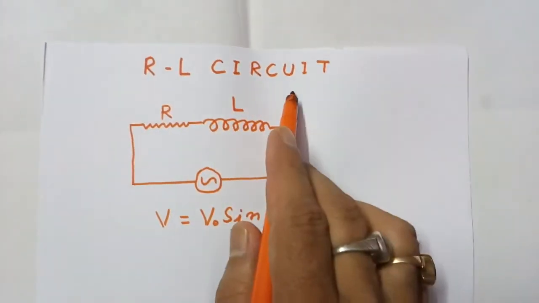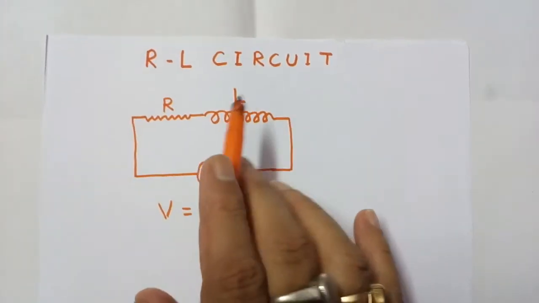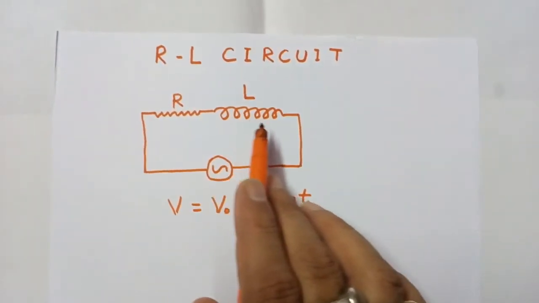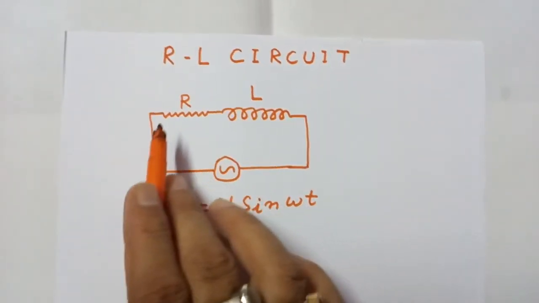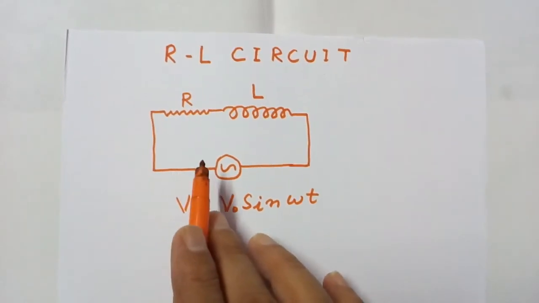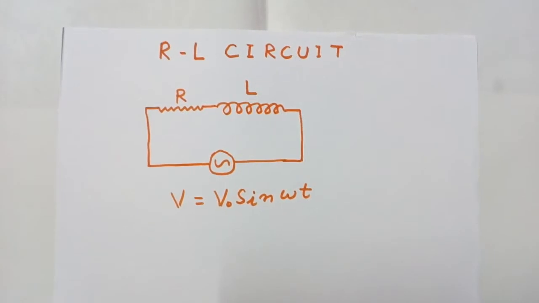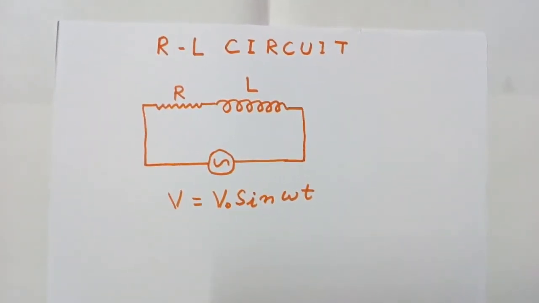RL circuit. If we connect a resistance and an inductor in series and then connect this arrangement to an alternating current source. So in this video I am going to analyze this RL circuit.